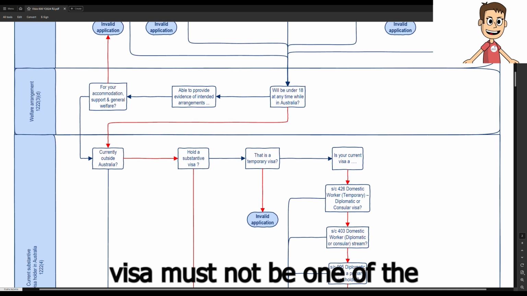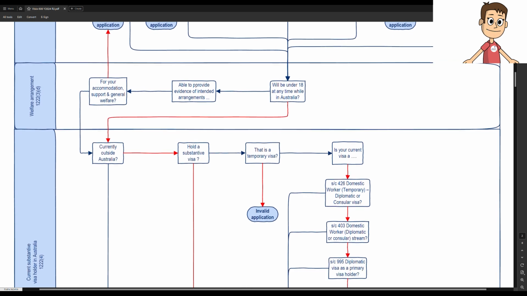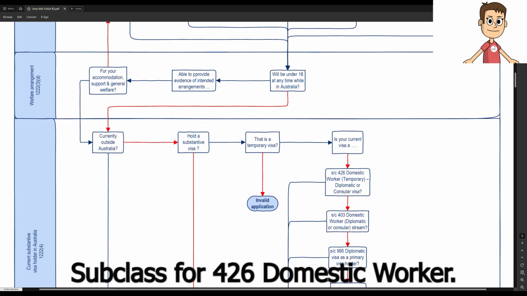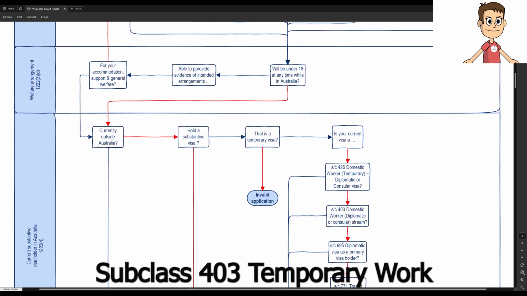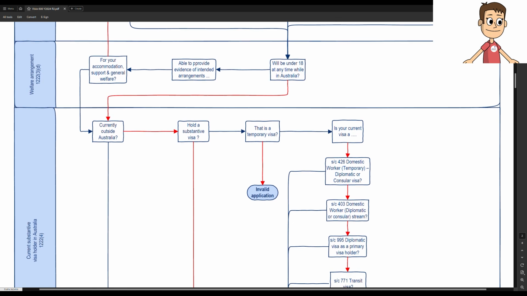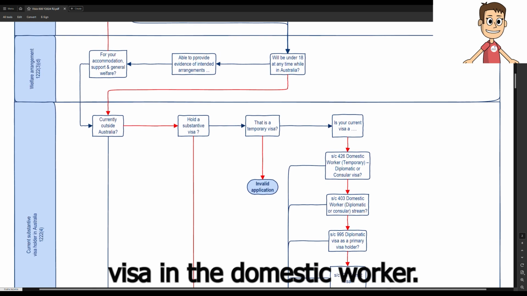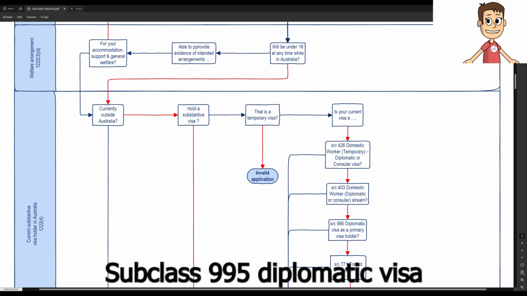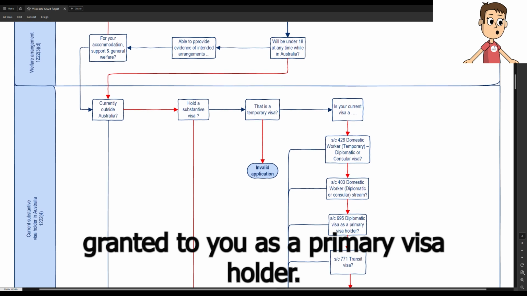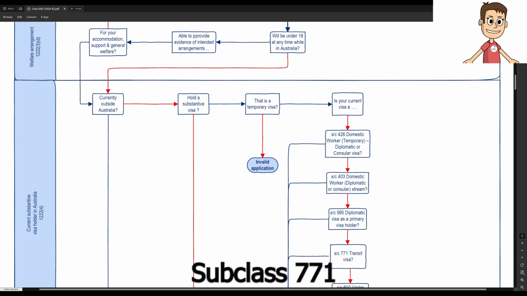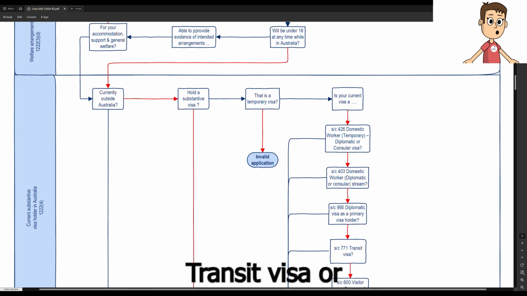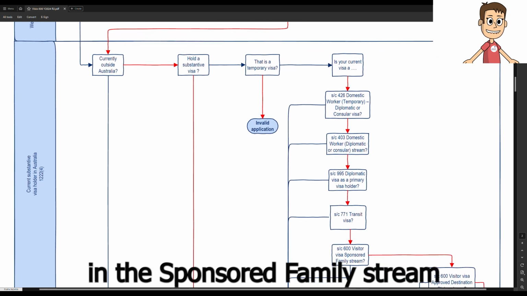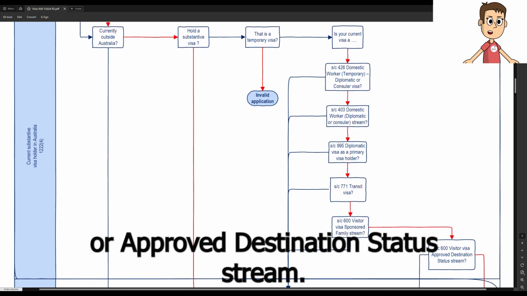Your current temporary visa must not be one of the following specified visas. These specified visas are: Subclass 426 Domestic Worker Temporary Visa, Subclass 403 Temporary Work International Relations Visa in the Domestic Worker, Diplomatic or Consular Stream Only, Subclass 995 Diplomatic Visa granted to you as a primary visa holder, Subclass 771 Transit Visa or Subclass 600 Visitor Visa in the Sponsored Family Stream or Approved Destination Status Stream.